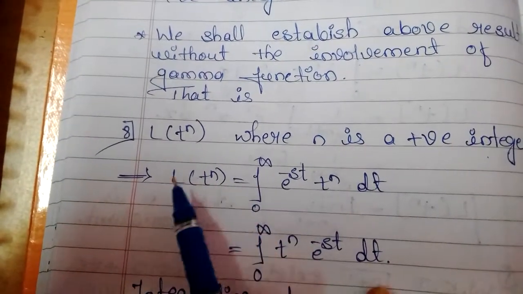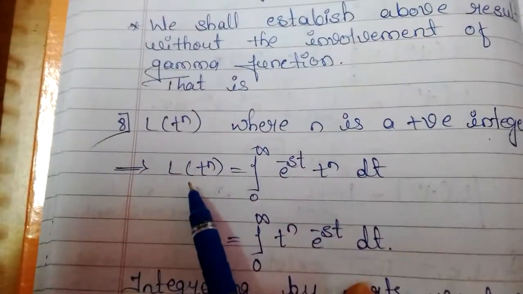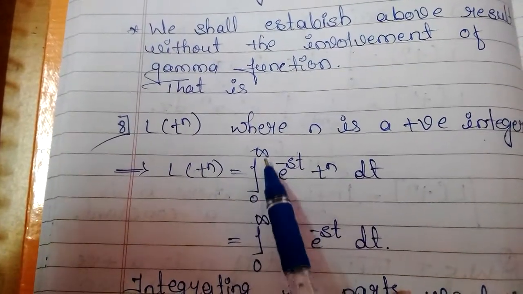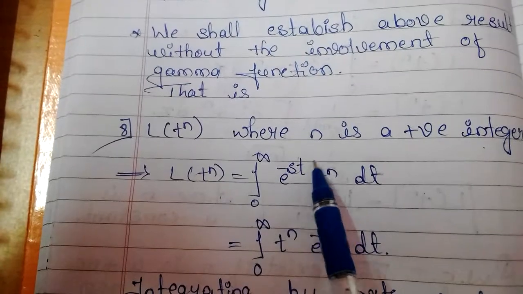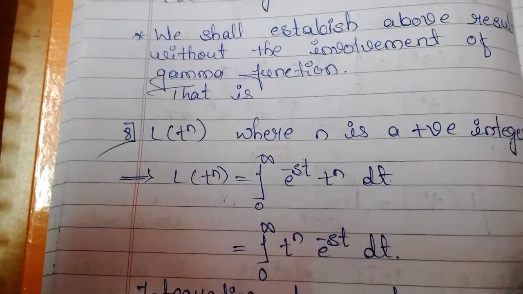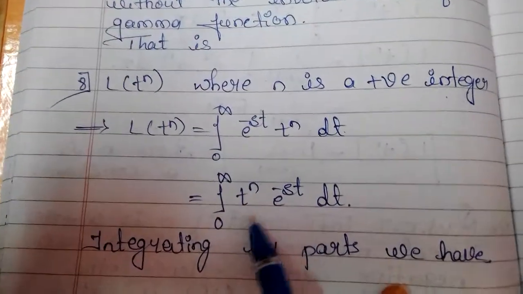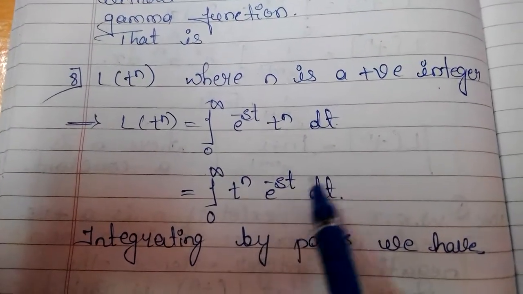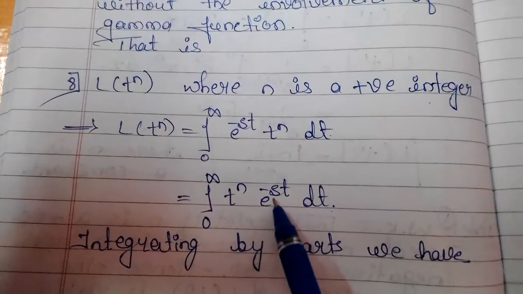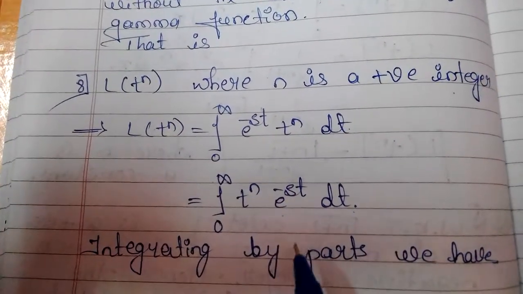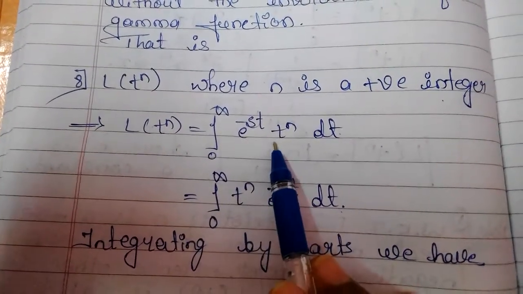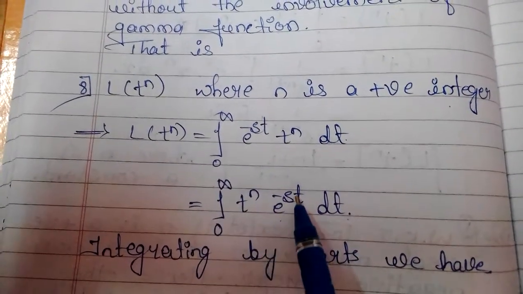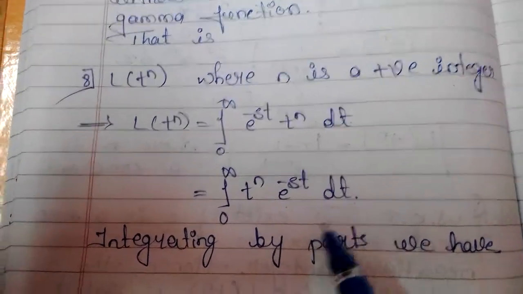When we apply the basic definition of LT, means Laplace transform, we write Laplace transform of t raised to n is equal to integration from 0 to infinity e raised to minus st into t raised to n into dt. Next we change this to integration from 0 to infinity t raised to n into e raised to minus st dt, to apply Bernoulli's rule or integrating by parts.